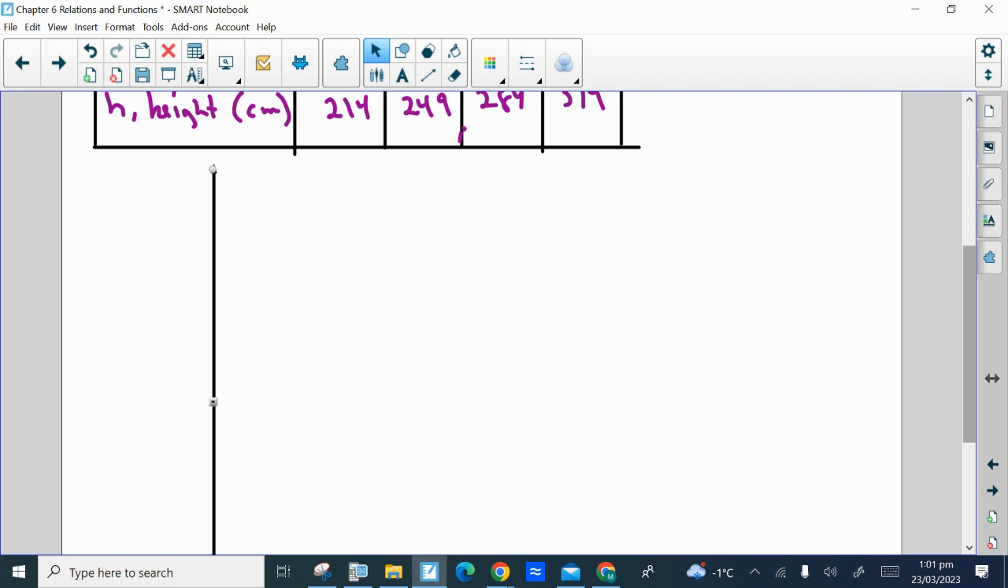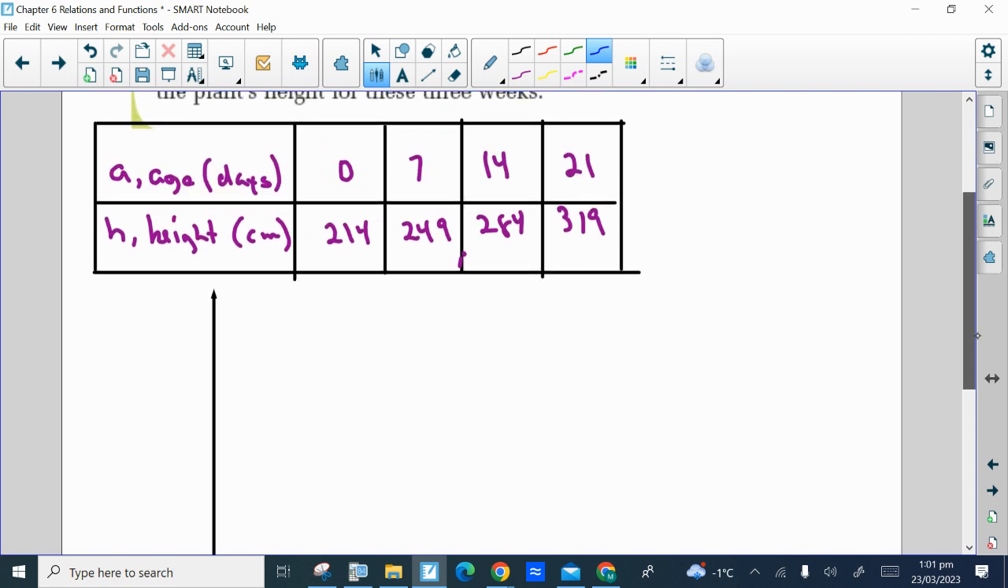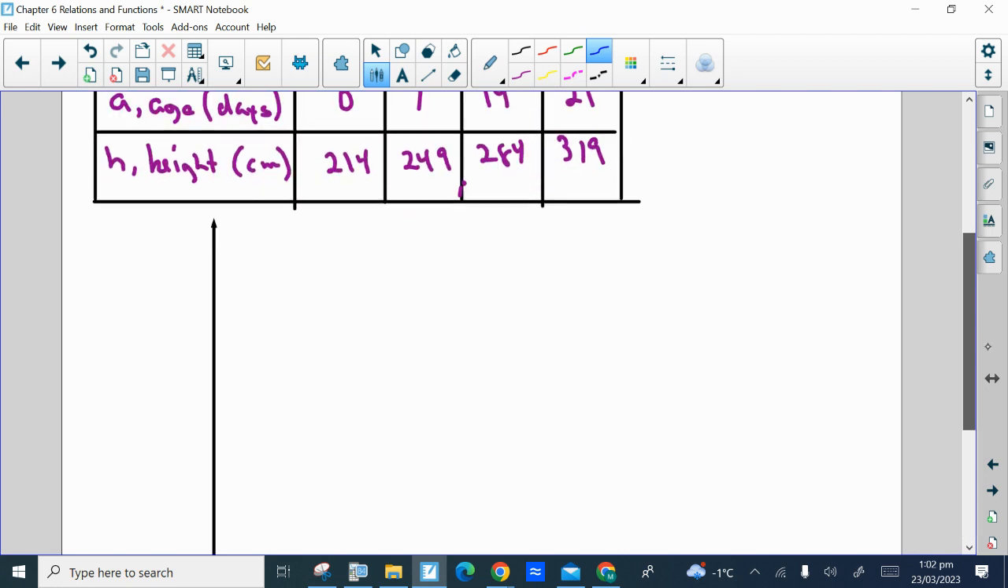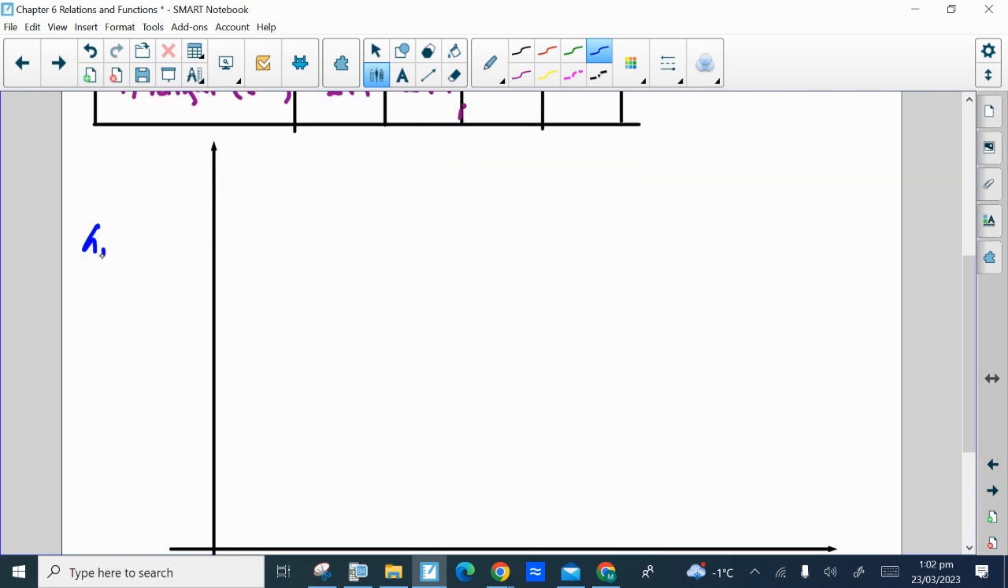And as I said before, you always need to label your axes. Again, the first thing in our table is the age of the plant. That is the independent variable. It always goes along the bottom. So this is the a, which is the age in days, where the second variable h is the height, and that is in centimeters. So you always need to have your axes labeled.